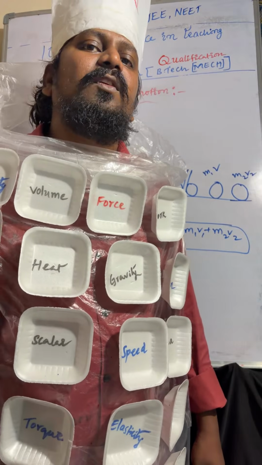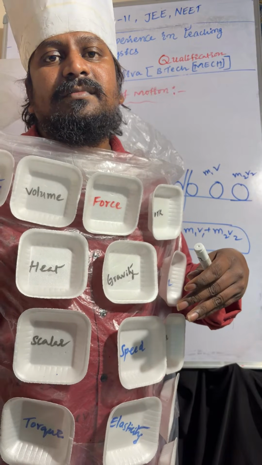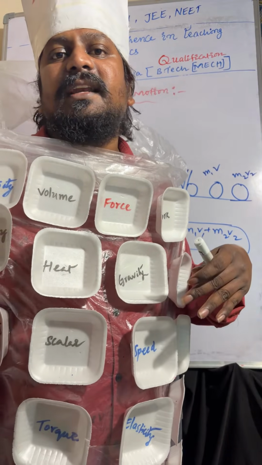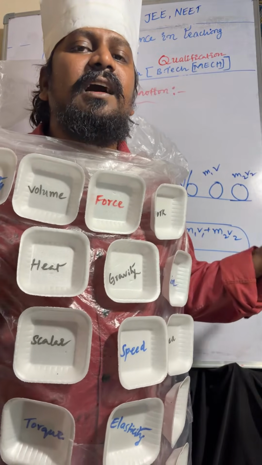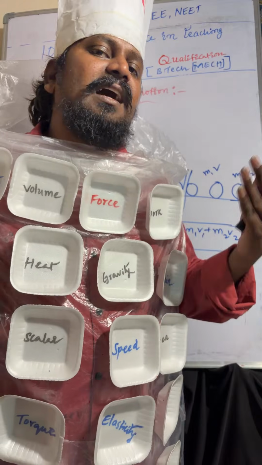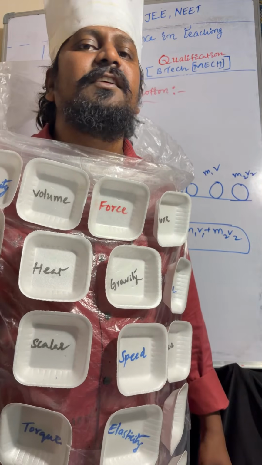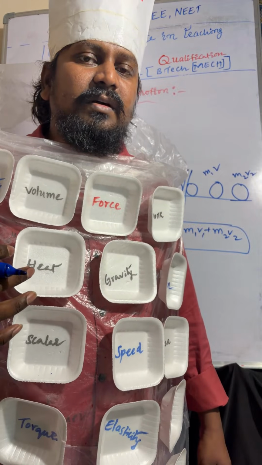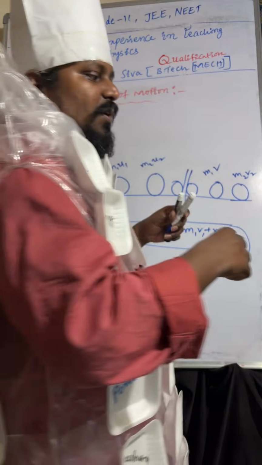And coming to one more point, even kinetic energy also. Law of conservation of kinetic energy: kinetic energy before collision equal to kinetic energy after collision. Half m1 u1 square plus half m2 u2 square equal to half m1 v1 square plus half m2 v2 square. Okay, so next one, we'll discuss impulse.